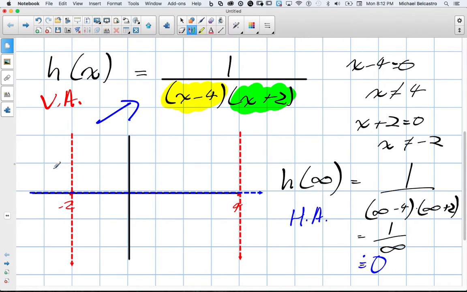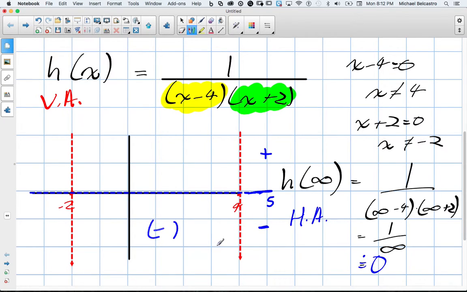We want to know our y value since we know 0 is the cutoff. When we're at an x value that's less than -2, maybe like -5, are we positive or are we negative? And then between -2 and 4, are we positive, so above the horizontal asymptote, or are we negative? And then greater than 4, like a value of 5, are we positive above the horizontal asymptote or negative?